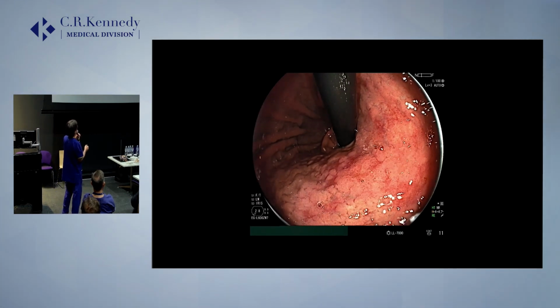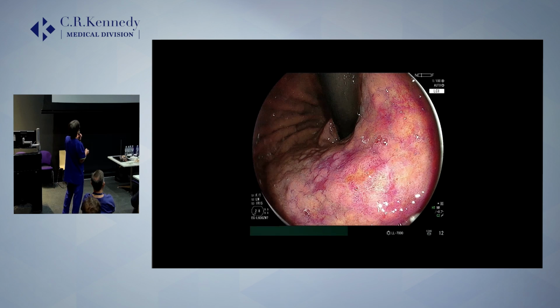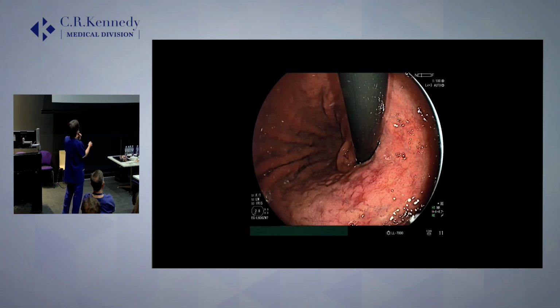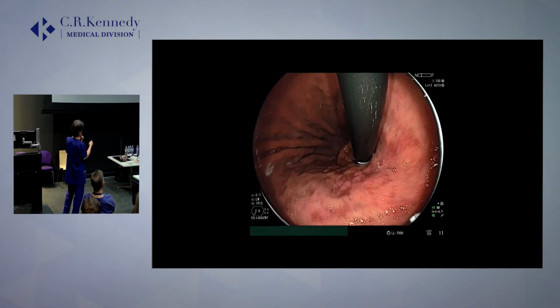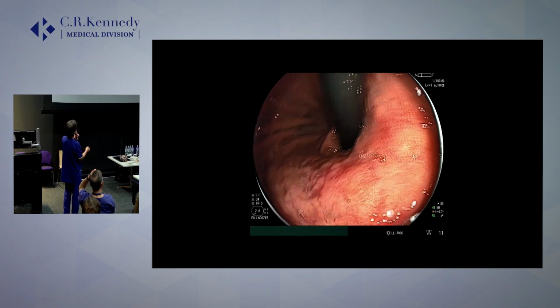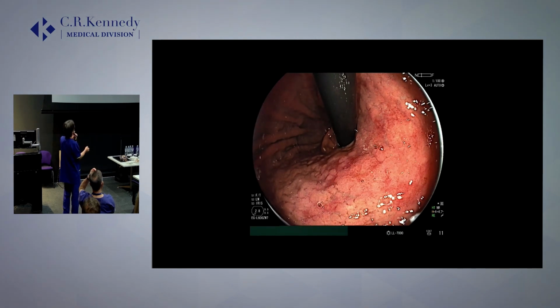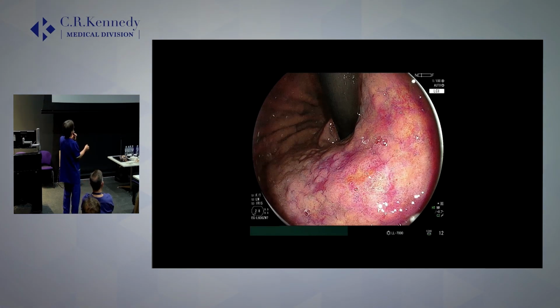This is white light. You can't see the gastric lesion. Oh, here is the orange area. Once more. Turning to LCI, then it becomes orange. Now you can see this is the cancer. Okay?